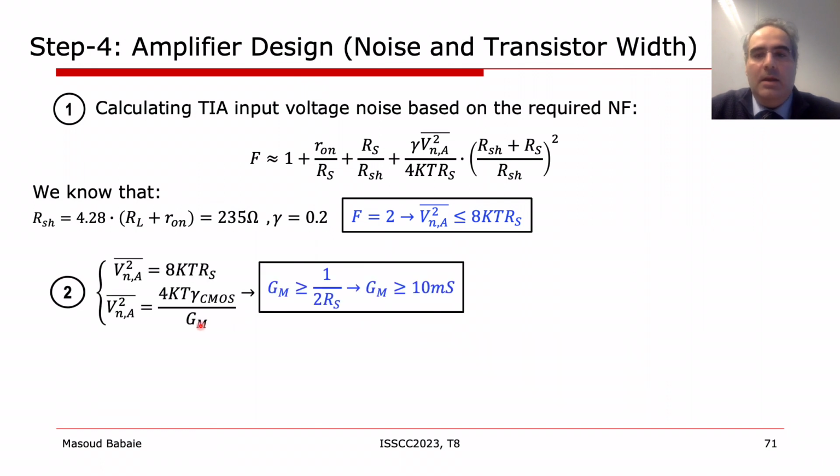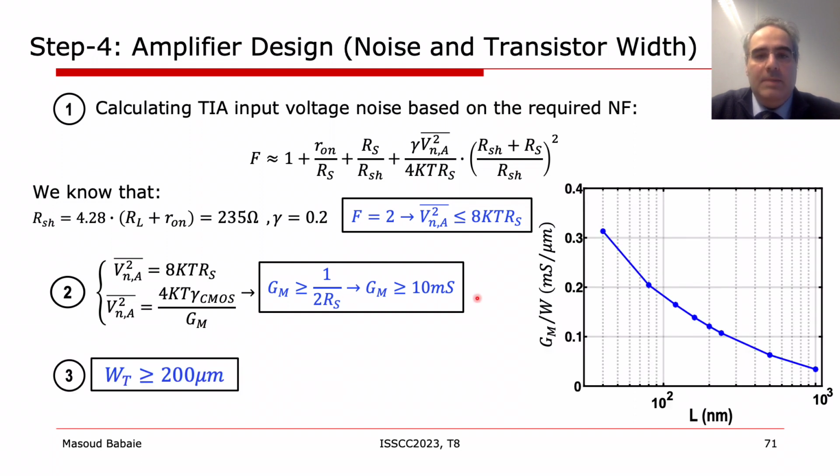On the other hand, the input referred noise of an inverter-based amplifier is equal to 4 kT gamma over Gm. Consequently, the inverter transconductance should be larger than 10 millisiemens. This plot shows Gm per width for different channel lengths for an inverter-based amplifier. Considering a Gm over W of 0.05 for the channel length of 0.5 micrometer, the total width of the transistors in the amplifier must be above 200 micrometer to achieve a Gm larger than 10 millisiemens.